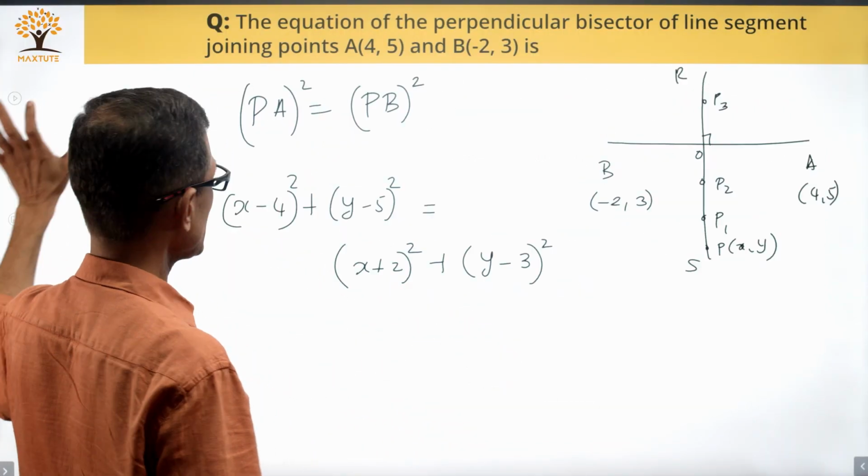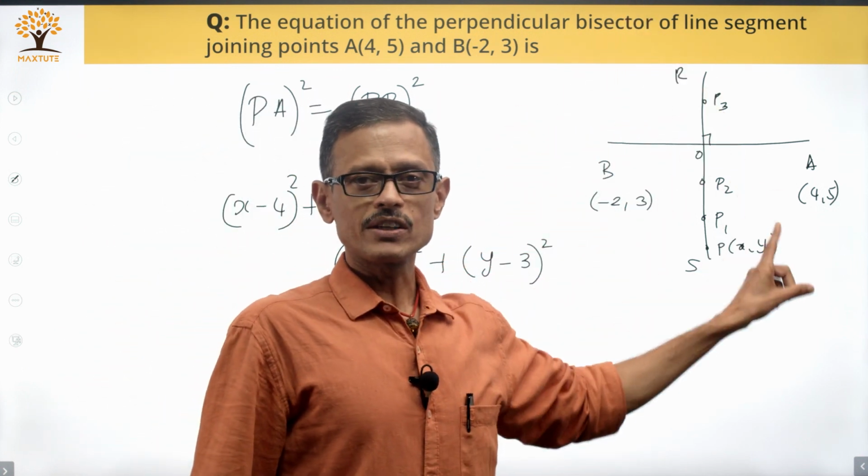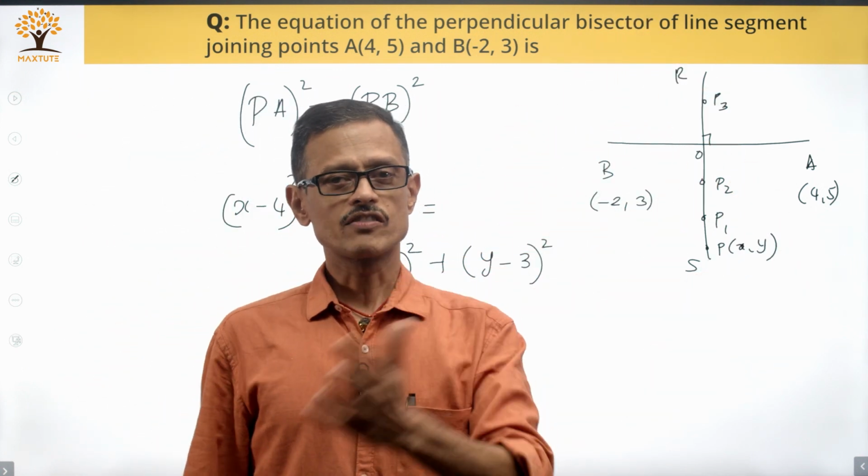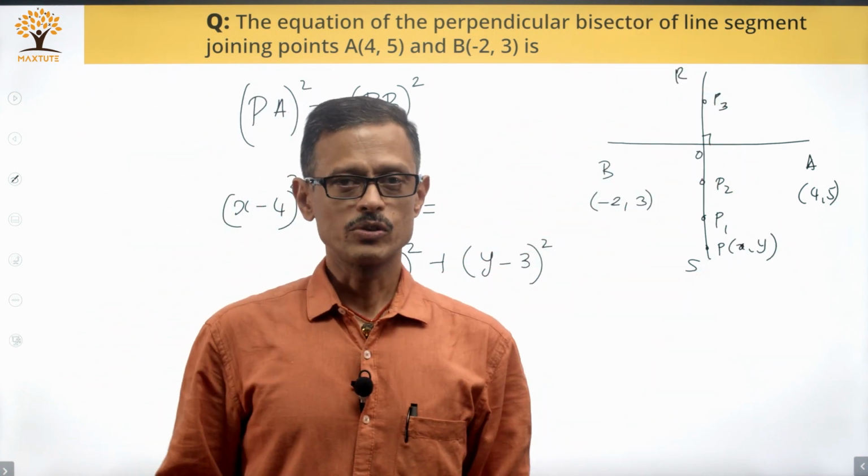Right. So the key idea is basically any point on the perpendicular bisector will be equidistant from the 2 endpoints. That's the idea that we have used to solve this question.